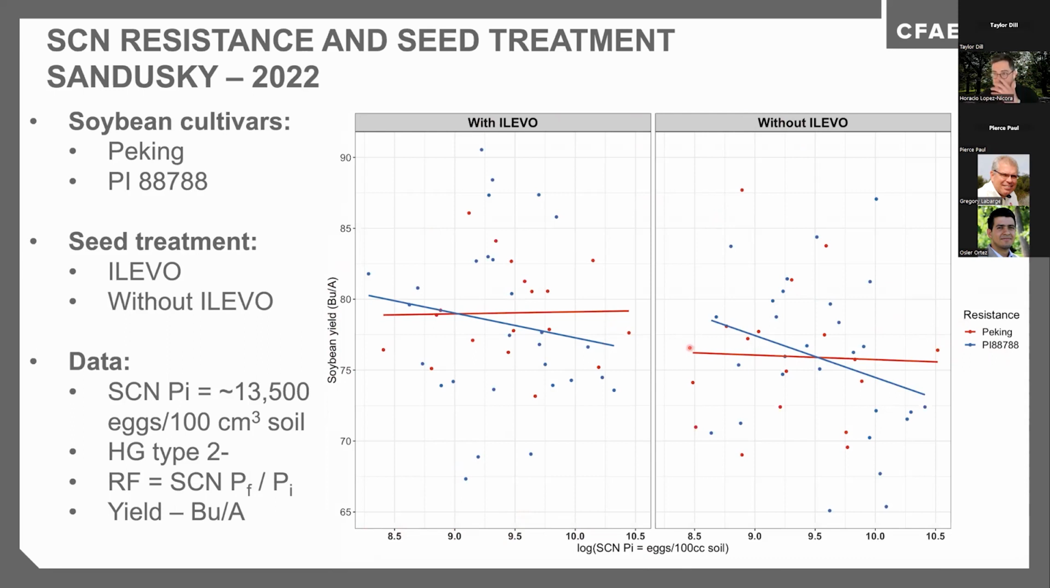And I hope you can see what I'm seeing, which is that as we have more nematodes in the field, PI 88788 source of resistance reduces its yield. The more nematodes I have, significantly, I will reduce yield on those PI 88788 cultivars. On the other hand, the Peking source of resistance cultivars are completely indifferent to how much nematode I can have in that field and remain essentially flat.